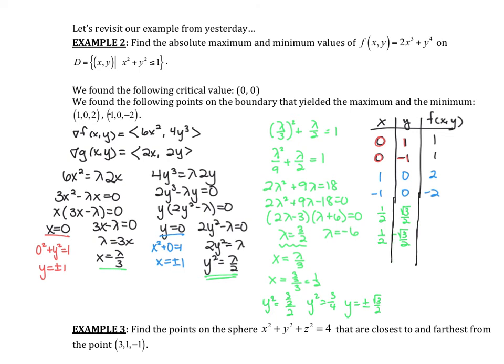But I have one more part to this. I have when lambda equals -6. And when lambda equals -6, x would equal -6 over 3. And -6 over 3 is -2. But this is outside of the domain, or it's outside of that constraint, that region. So therefore I don't even need to consider it.